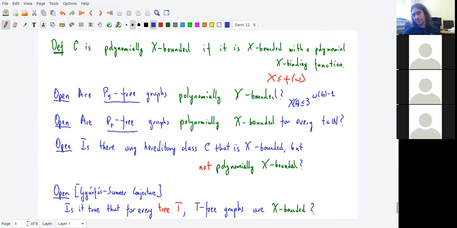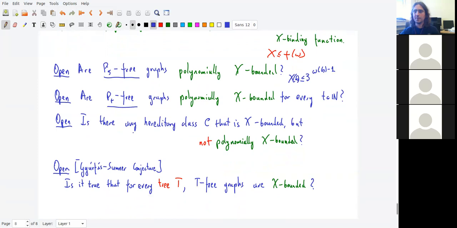Okay, so these are questions about polynomial chi-boundedness. There are also many other classes of dense graphs where you can ask about the chi-boundedness relation, like bounded clique-width graphs, bounded twin-width graphs, if you know this kind of stuff. So there's a lot of work to be done there. One question about chi-boundedness, without polynomial flavor, just chi-bounded or not, is the main open problem in this area, the so-called Gyárfás-Sumner conjecture.